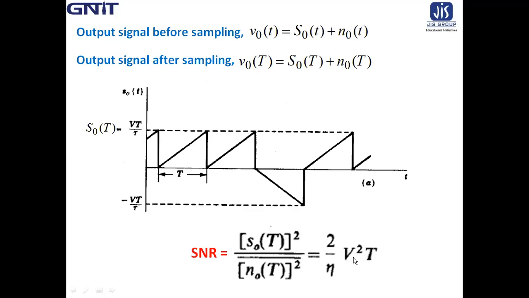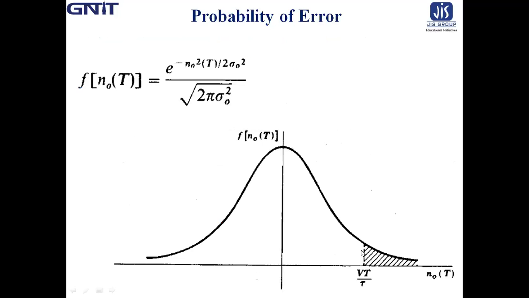So V square T is nothing but the energy of the signal. Now we move to the calculation of error probability for this integrate and dump circuit.